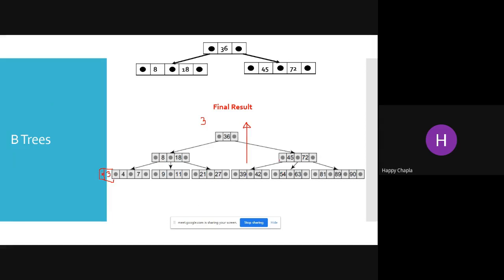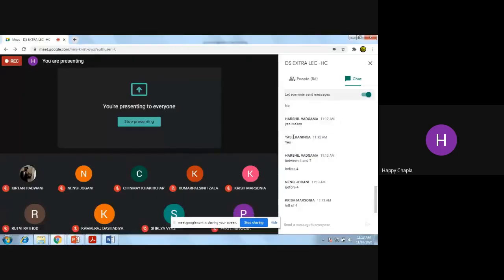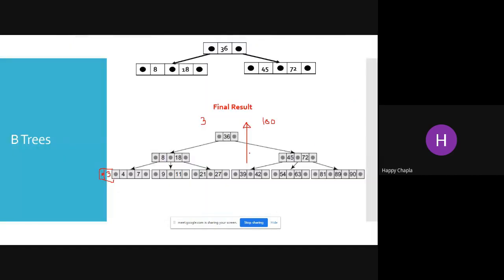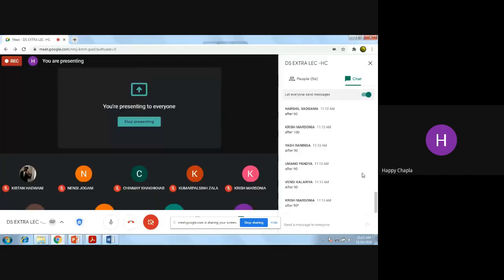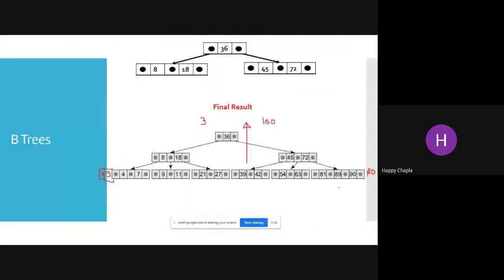Now if I want to insert 100, where can we insert 100? After 90, yes. 100 is greater than 36, greater than 72, as well as greater than 81, 89, and 90. So we are just going to insert this 100 over here. Okay, now one more thing. I want to insert 85.